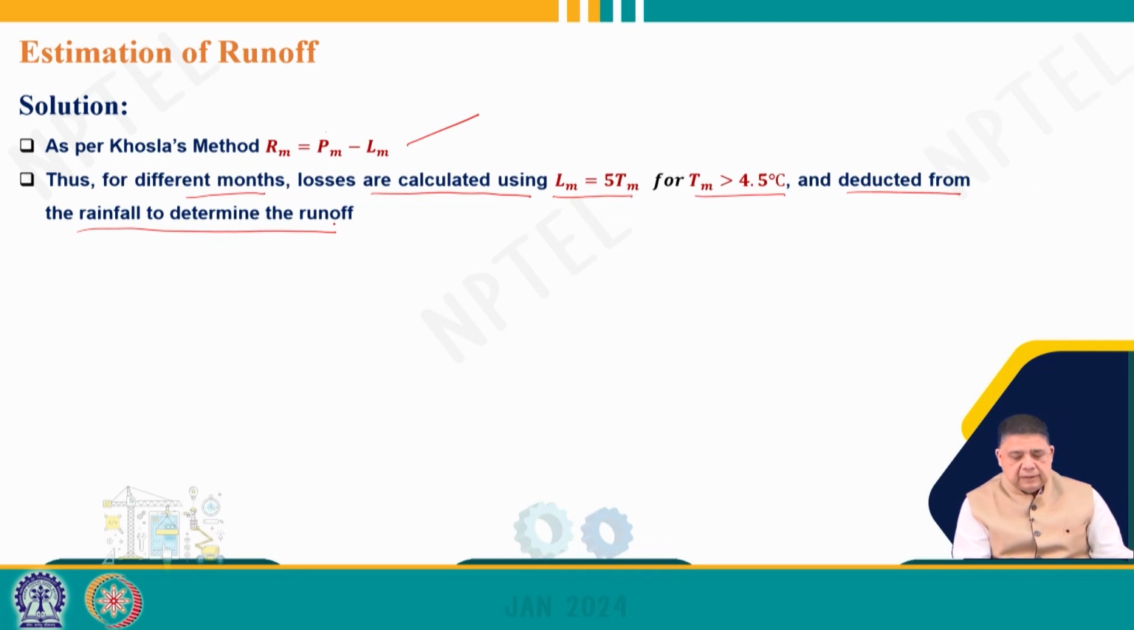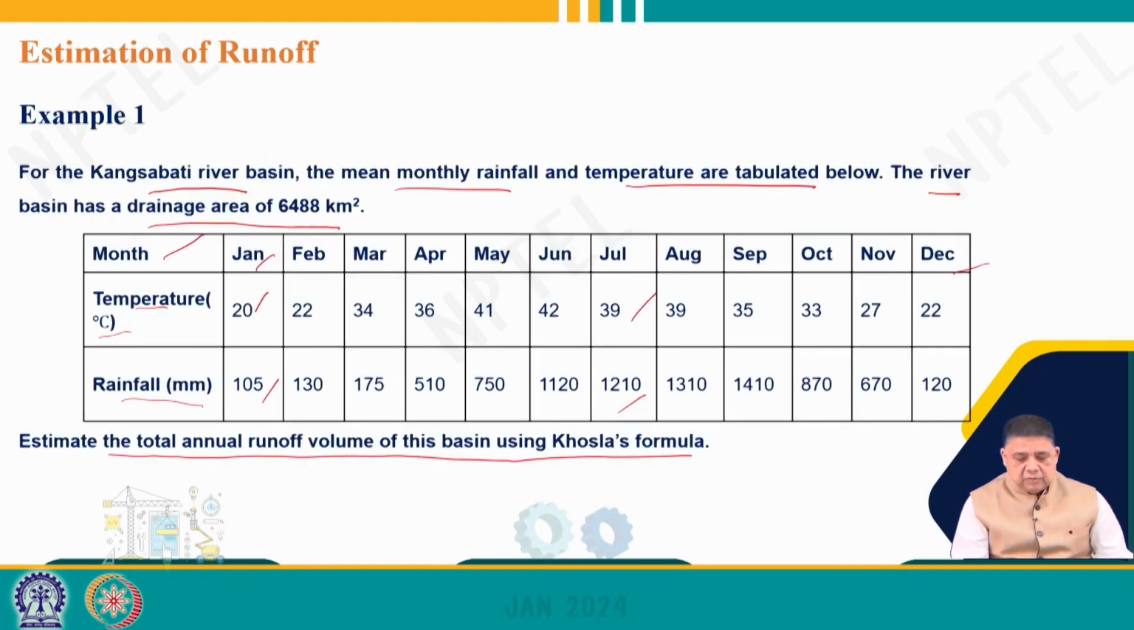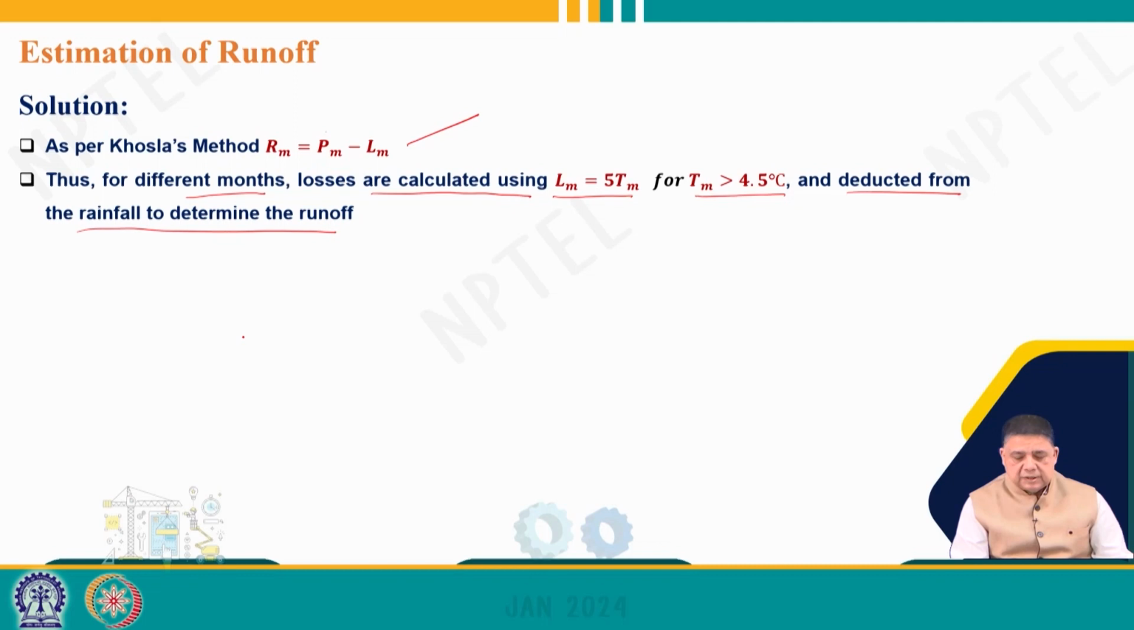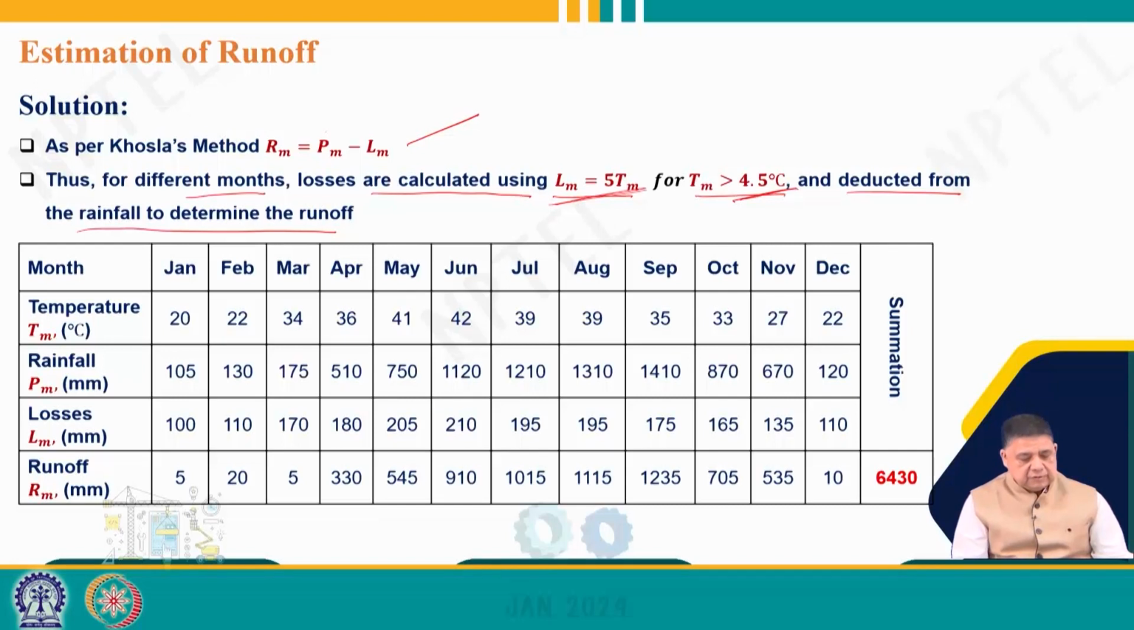So, Kangsavati is in West Bengal. Obviously, we always expect that temperature will be greater than 4.5 degrees, which is also evident from this table. The lowest temperature was 20 degrees. That means all the time temperature is greater than 4.5 degrees. So, we can straight away use this relationship LM equals 5 Tm, which was given by question number 6 in the previous slide when we were discussing the method.